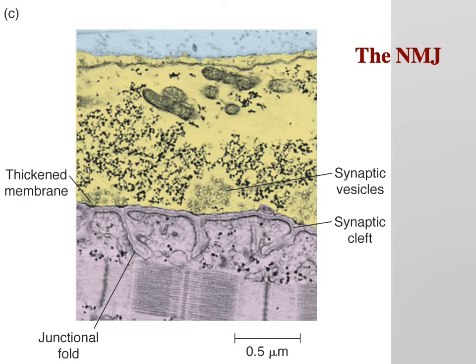And there's a great picture as well. You can see the junctional folds, all right? And those would be lined with acetylcholine receptors. And up on the top, you can see those synaptic vesicles, little plastic bags full of acetylcholine, and they will be releasing acetylcholine into the synaptic cleft. It'll be going down into the junctional folds, binding to the acetylcholine receptors.